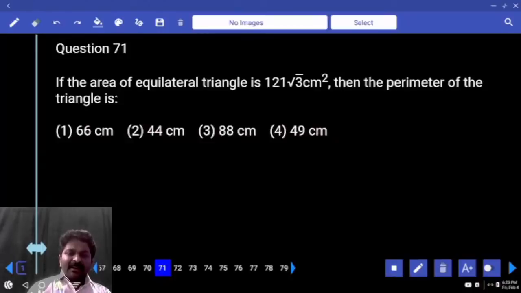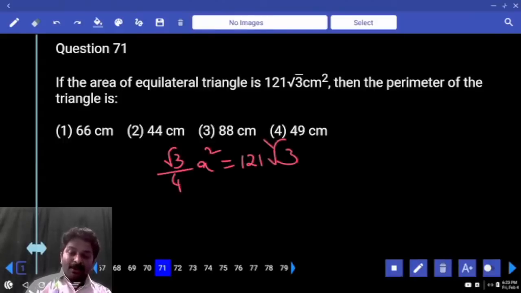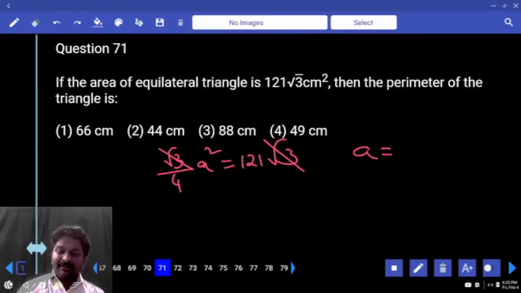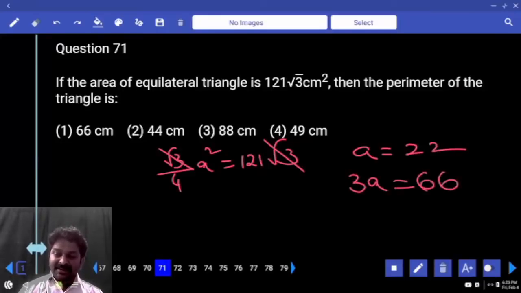The area of the equilateral triangle is mentioned and you are asked to calculate the perimeter. Okay. Equilateral triangle area is root 3 by 4 a square, which is 121 into root 3. Root 3 gets cancelled. Come on. A square is equal to 121 into 4. 121 is 11 square, 4 is 2 square. From this, a is equal to 11 into 2, which is 22. Perimeter is 3 times of a, which is 66.